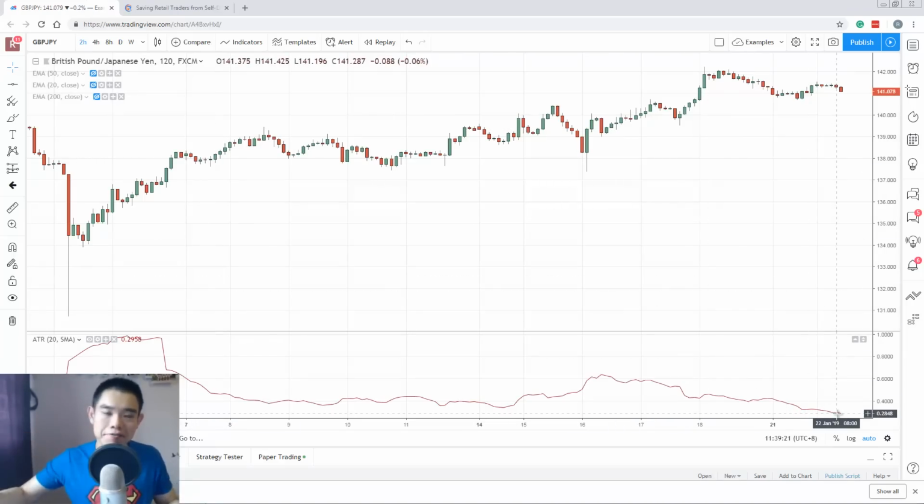So if you were to use the ATR value on the daily time frame and apply it to the 2 hour time frame, it's overkill. It's overkill, right? So it's like taking a machine gun to kill a chicken. All you need is a knife, okay? So bear this in mind, and this is why I said that you don't want to use a fixed stop loss when you are trading.